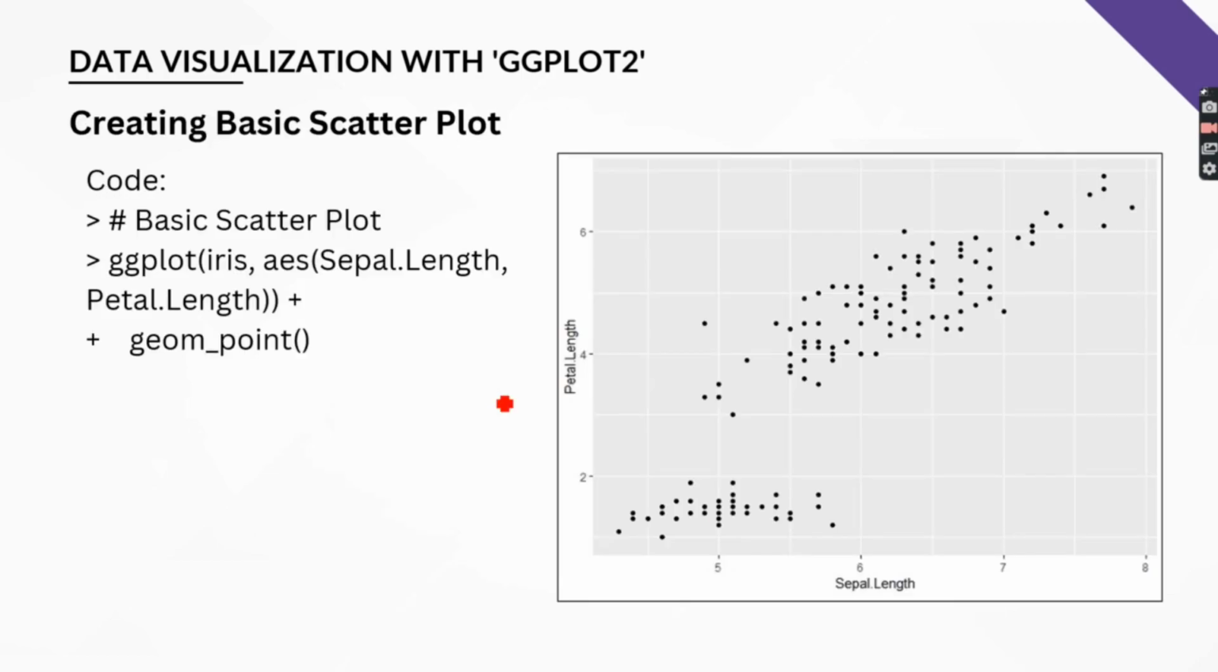Now let us see how a basic scatter plot is going to look like. So we are using ggplot. We are using the iris dataset. With aesthetic, we have told the sepal length and the petal length, that is x-axis or y-axis, and then with a plus sign, we are saying geom_point, which is going to say that this is a scatter plot, and this is the output that we are going to get. This is the petal length, this is the sepal length.